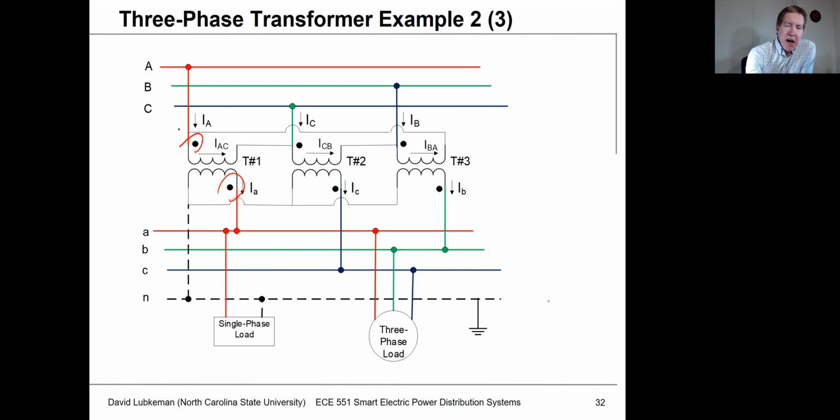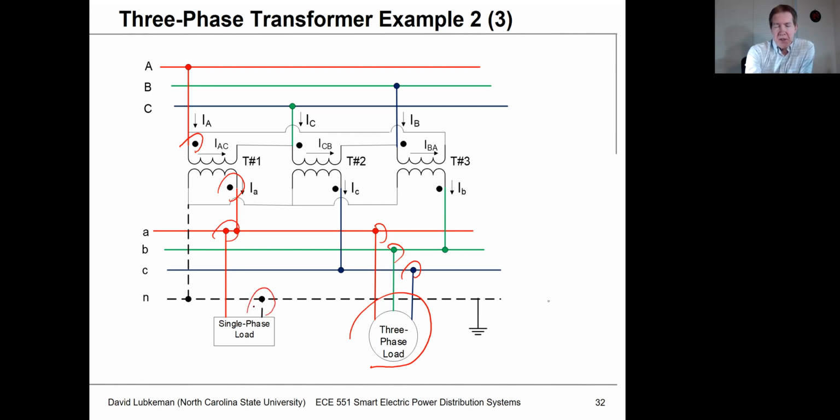IA on the high side would go into transformer 1, IC's in the middle, IB's on the right-hand side. And for connecting up the load, I've got this three-phase load connected up at A, B, and C. Note this doesn't make any difference if it's grounded or not, because if it's balanced, there's no neutral current. But then the single-phase load is going to be connected up between A and N.